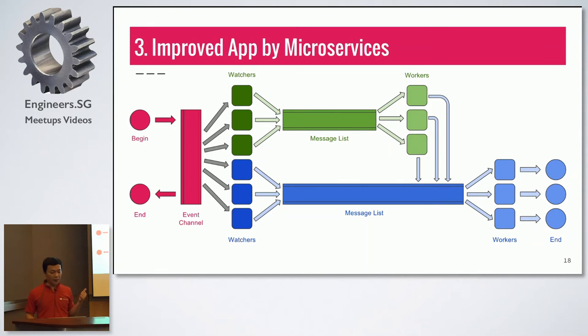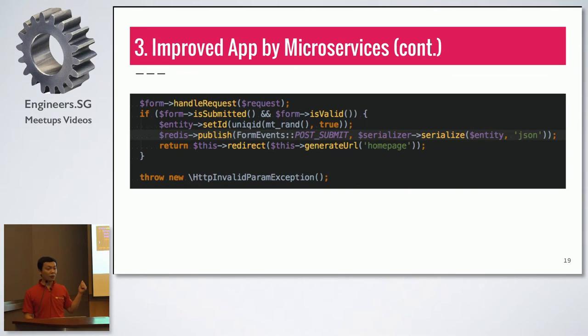In this one, the blue one is the log service. The green one is the full service. So for example, after the full service is done, it will push a message to the message list of the logger, so the logger can log that as well. Whenever data comes to the message list, the worker will pull it up and do their job. Now if you look at the original code from before, now I just need to publish the event into the channel. And all the rest will be handled by the services.